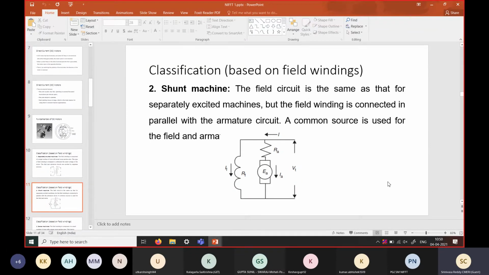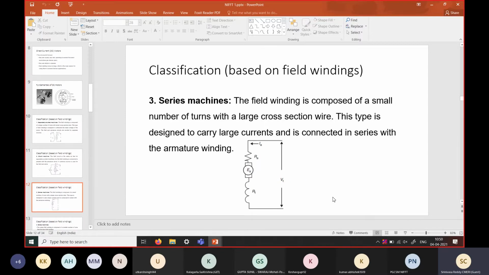The other one is the shunt machine. In this case, the voltage source is the same, but the field winding and the armature winding are connected parallel to each other. As the voltage source is the same and they are connected in parallel, this configuration is called shunting. And the next classification is the series machine.